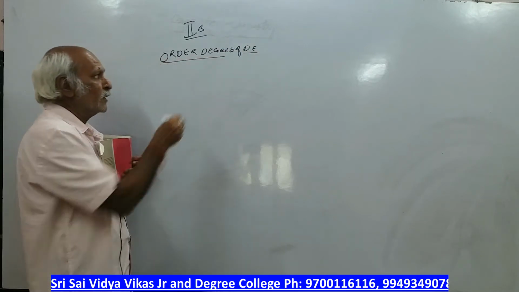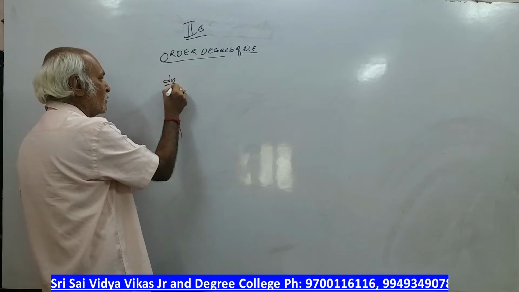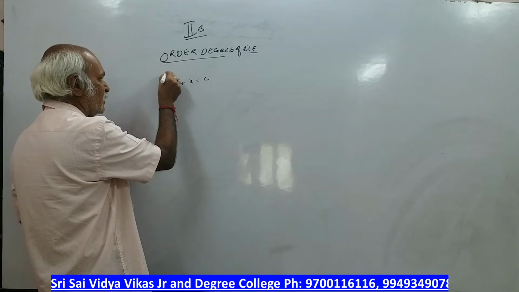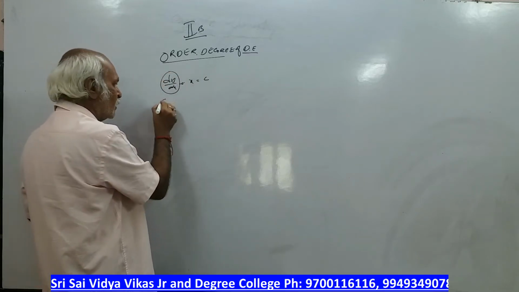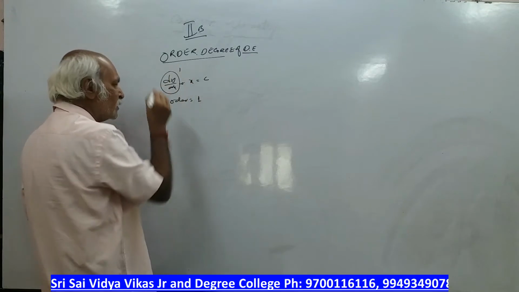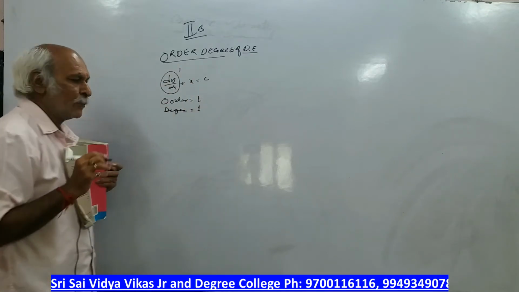Order and degree of a DE, meaning differential equation, sir. What will be the order and degree? Okay, what is here? dy by dx. So order is 1, and what is the power here? 1. So degree is 1. Okay, simple example. Order and degree.